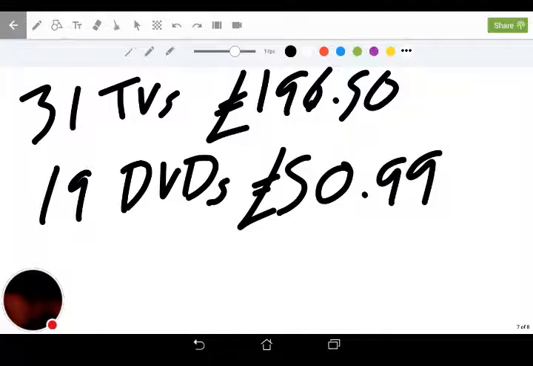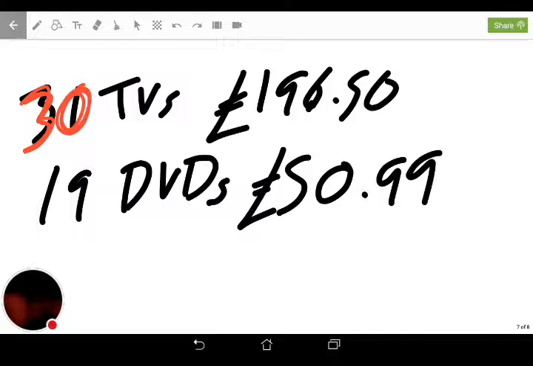Okay, I'm going to write over everything I'll do. So let's start this. 31 TVs is close to 30. It's an easier number to work with than 31. So let's estimate that we've got 30 TVs at £196.50. It's close to £200. So we're going to go with £200 instead of £196.50.